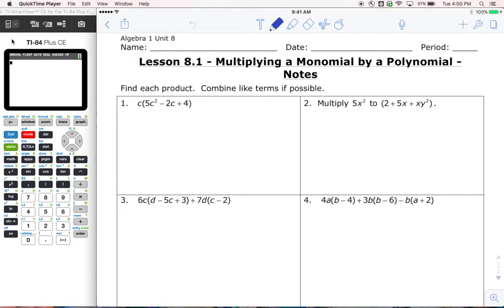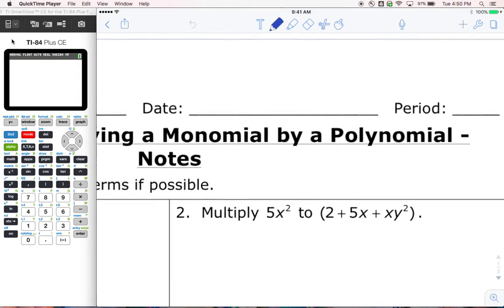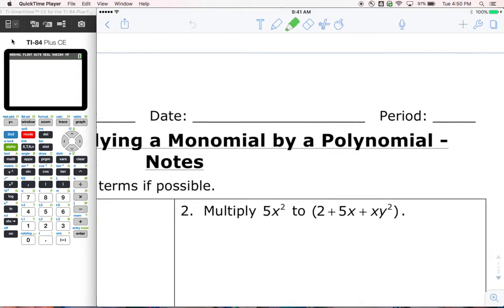Lesson 8.1, multiplying a monomial by a polynomial. So before we even get started on the problems here, let's just identify what these words mean. The word monomial sounds fancy, but it just means one term. And the word polynomial, any guesses? Many terms. You're going to hear us talk a lot about monomials versus polynomials, and that's the only difference. Monomial is one term, polynomial means many terms.